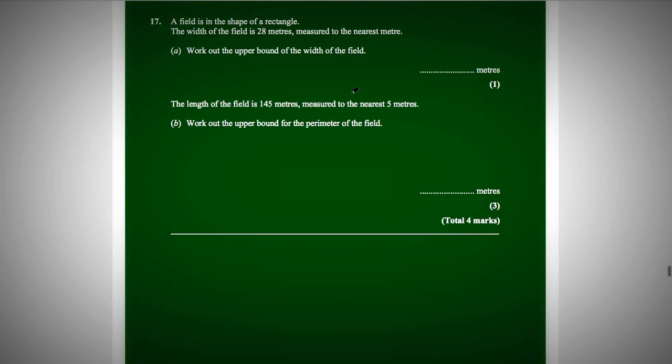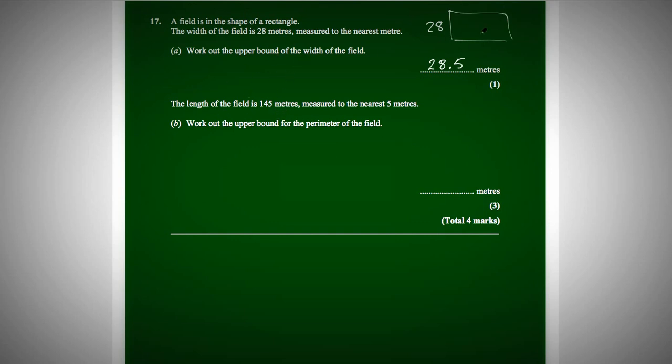Question 17. A field is in the shape of a rectangle. The width of the field is 28 meters measured to the nearest meter. Work out the upper bound of the width of the field. So to the nearest metre, 28.5 metres is the upper bound of the width of the field.